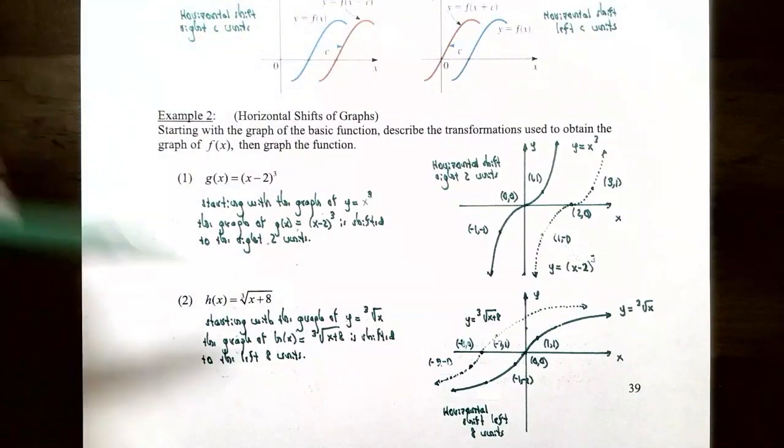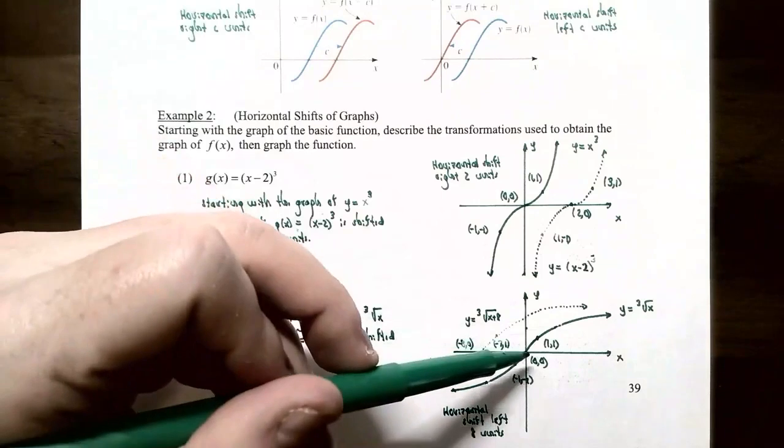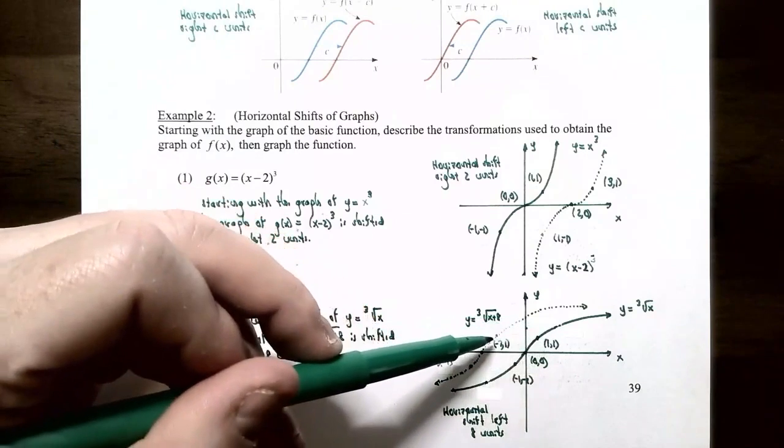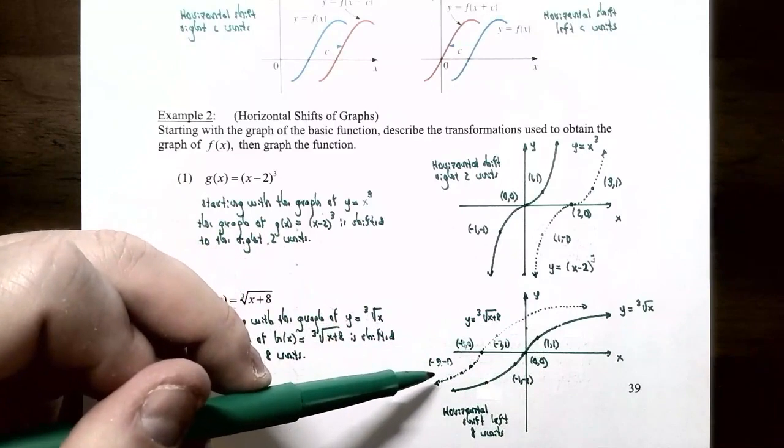And so if you add 8 inside the cube root with x, then you're replacing the x with an x plus 8. That means you're shifting the entire graph to the left 8 units. Instead of (0, 0), that will be at (-8, 0) now. (1, 1) will now be at (-7, 1). And (-1, -1) will now be at (-9, -1).